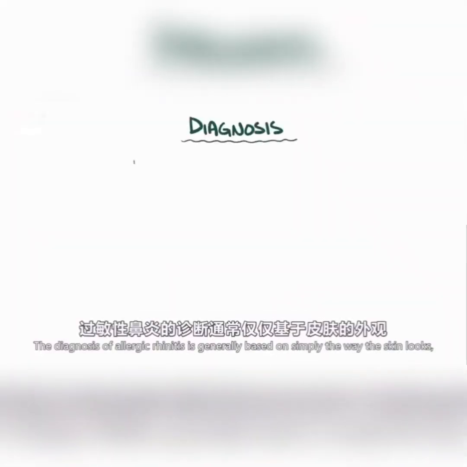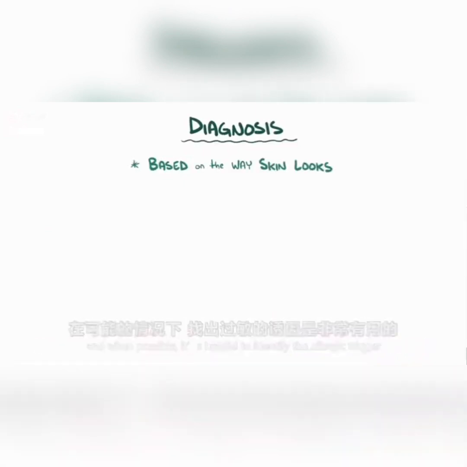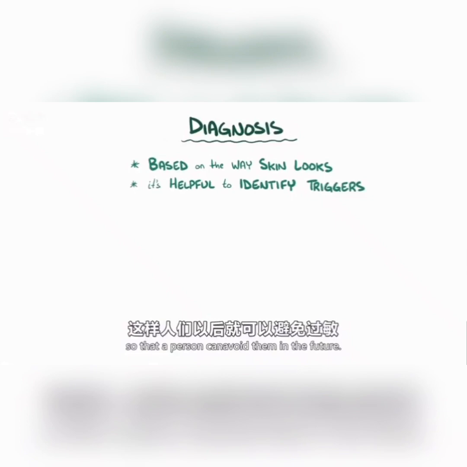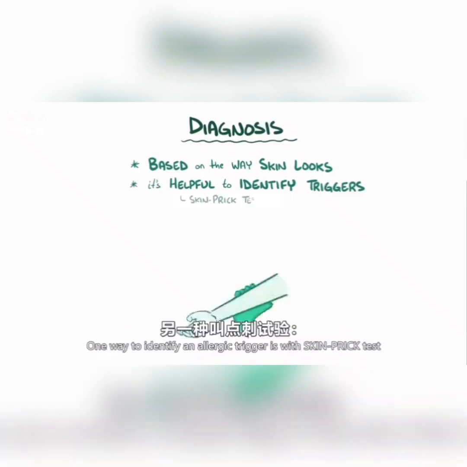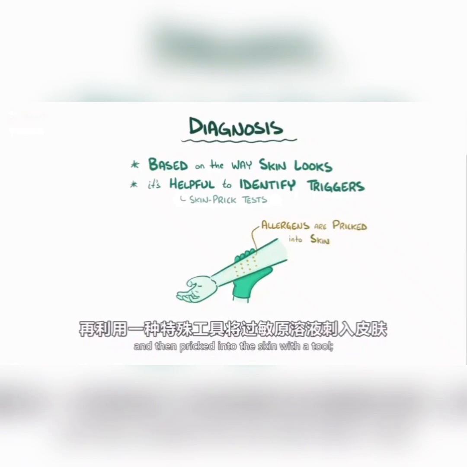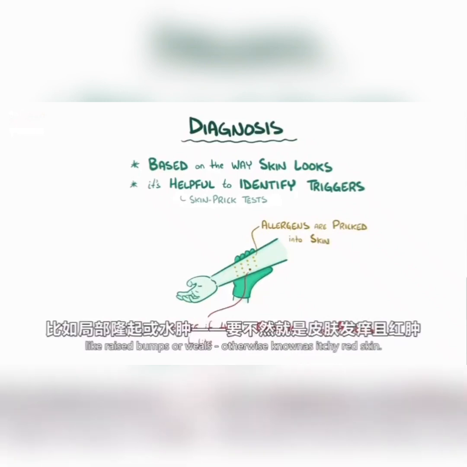The diagnosis of allergic rhinitis is generally based on simply the way the skin looks, and when possible, it's helpful to identify the allergic trigger so that a person can avoid them in the future. One way to identify an allergic trigger is with a skin prick test, where small drops of allergens are placed on the skin and then pricked into the skin with a tool. Again, this is to see if there's evidence of an allergy like raised bumps or wheals, otherwise known as itchy red skin.